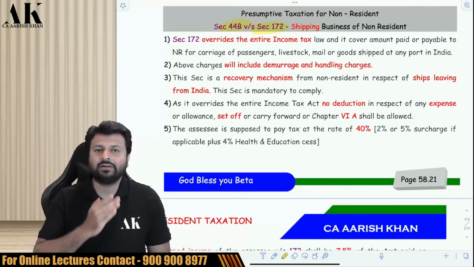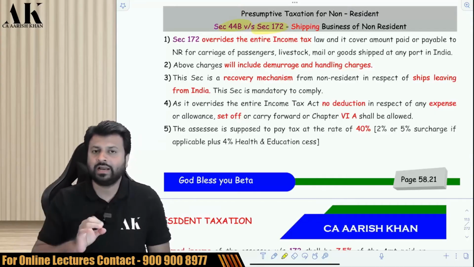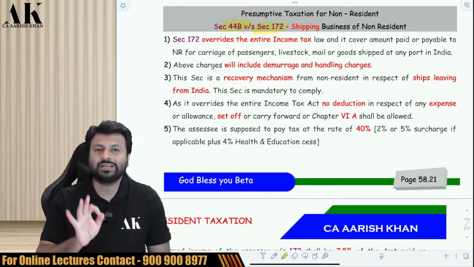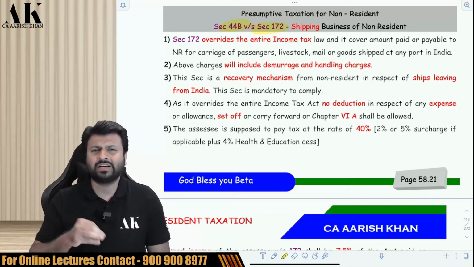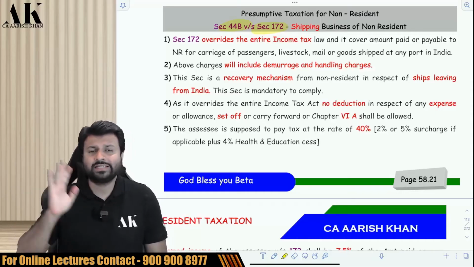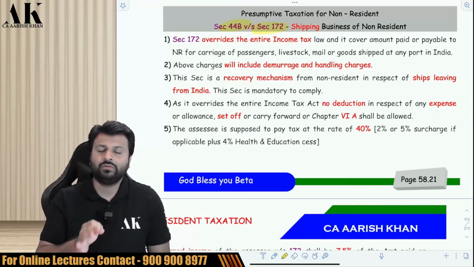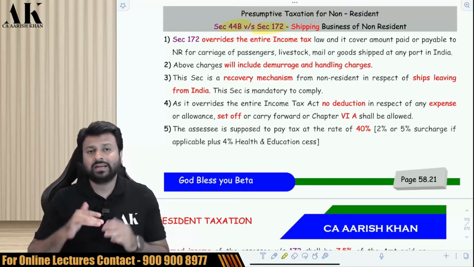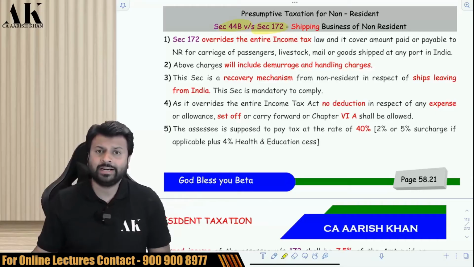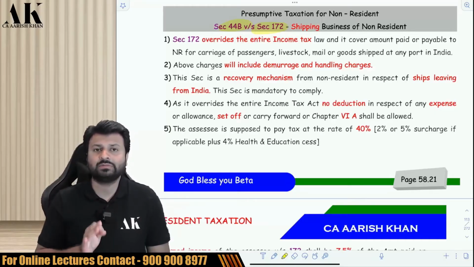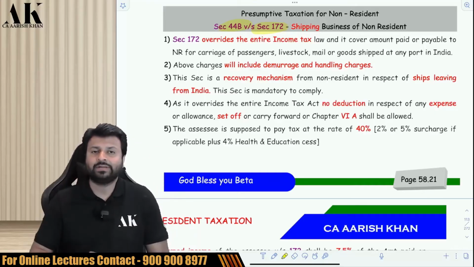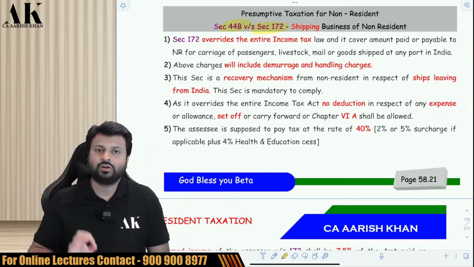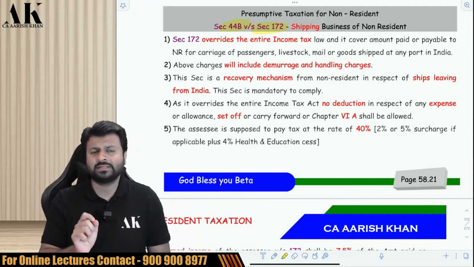So the Indian government says that whenever a ship leaves India, the non-resident has to consider 7.5% of that revenue as its income. That revenue will also include handling charge and demurrage charge. So whenever the non-resident ship leaves India, 7.5% of the revenue will be considered as its deemed income. Against that, he will not get any deduction, because this deemed income is computed as per section 172, and section 172 overrides the entire income tax law. So the non-resident is not going to get any deduction. If the revenue is 1 crore, then 7.5% is 7.5 lakhs.